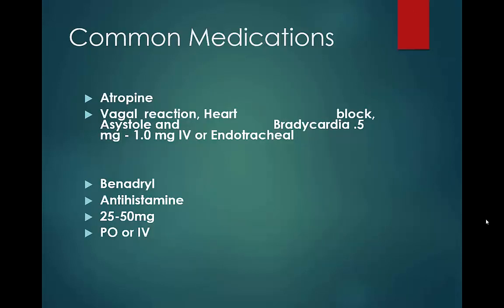So just to list a couple more common medications here, and these are just FYI. Atropine is used for patients who are bradycardic or asystole. We would give them 0.5 to 1 milligrams IV. That's just to speed up the heart. Benadryl is an antihistamine. If we have a patient that comes to the cath lab and they're allergic to the x-ray dye, we would give them Benadryl pre-procedure.